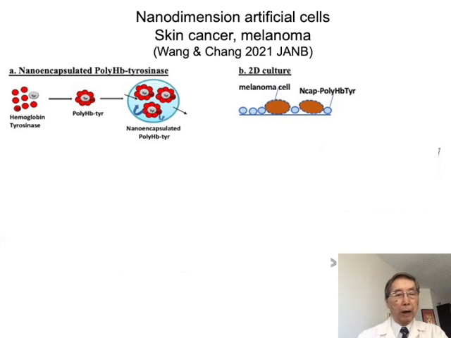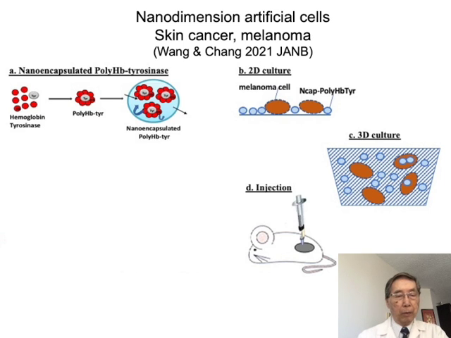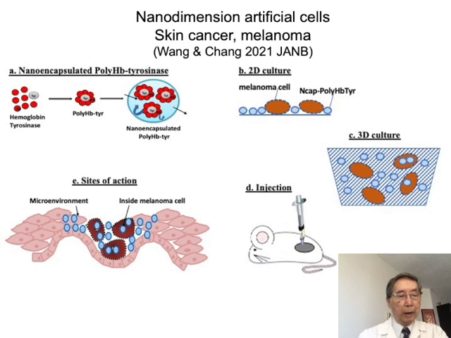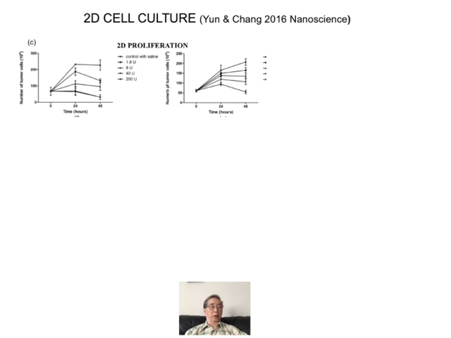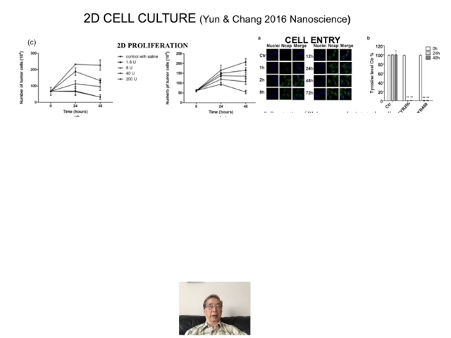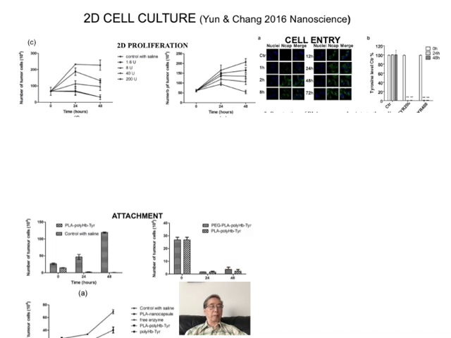We look at 2D culture, we look at 3D culture, we look at injection and the site and how reaction takes place. Two D culture result, let's look at this very briefly. We look at proliferation, we look at entry into cell, showing that they enter into the tumor cell and result in a decrease in tyrosine level.